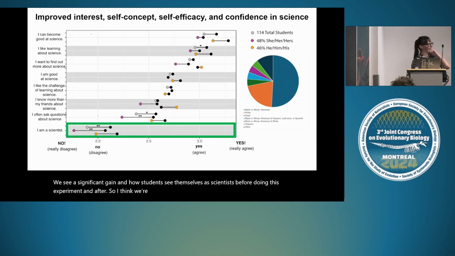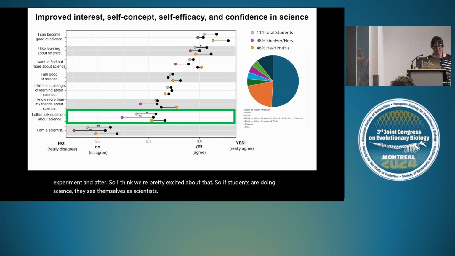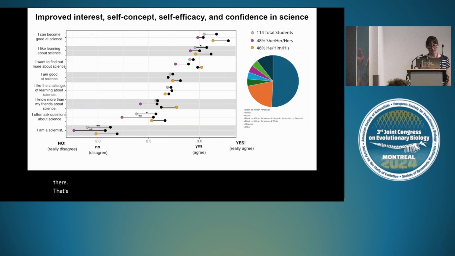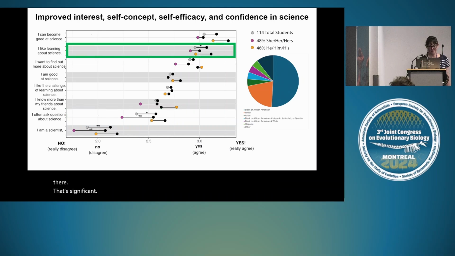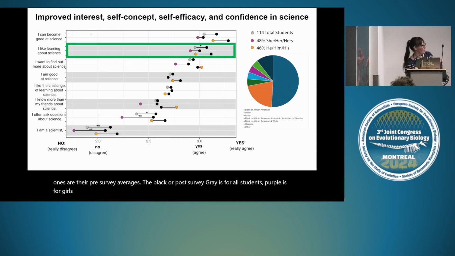So I think we're pretty excited about that. If students are doing science, they see themselves as scientists. The statement, I often ask questions about science, we're also seeing improvement there. That's significant. And I like learning about science. So in the overall student population, we're seeing improvement there. To direct you on the dumbbell plots, the colored ones are their pre-survey averages. The black are post-survey. Gray is for all students, purple is for girls, and orange is for boys.